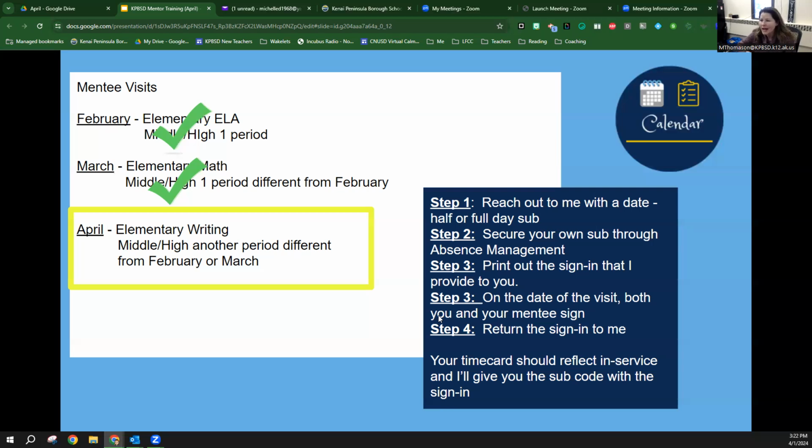The reason behind that is different dynamics for different content areas, different dynamics for different periods. It just gives you a more holistic view of your mentees' classroom practice.